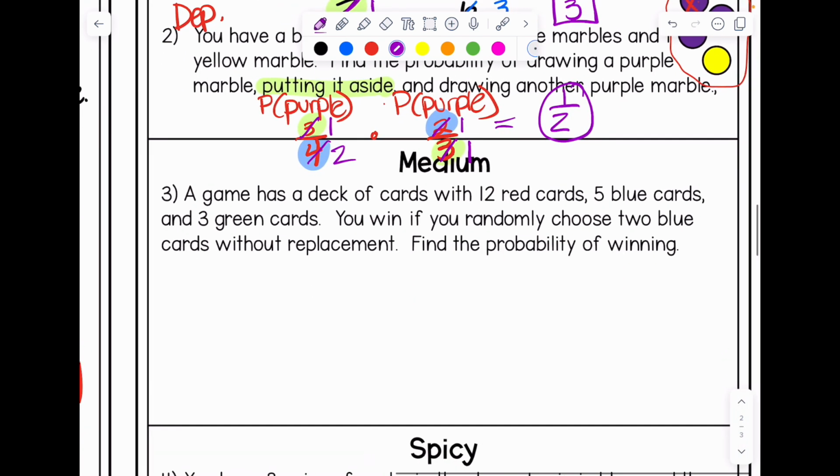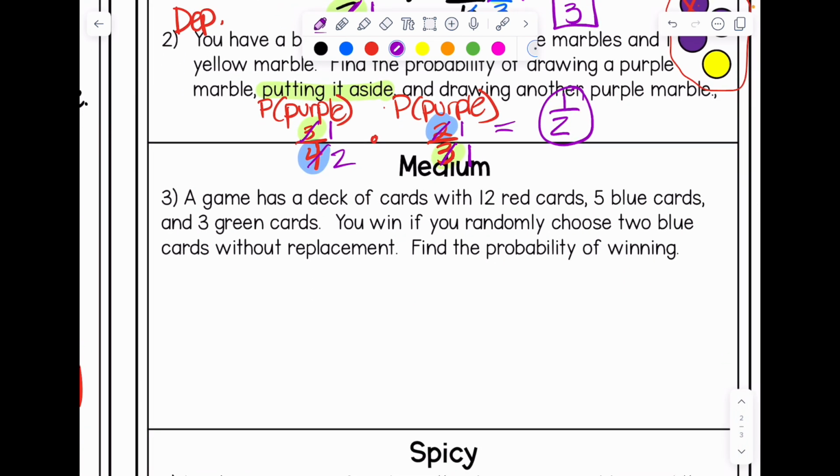We're going to look at this one now. A game has a deck of cards with 12 red cards, 5 blue cards, and 3 green cards. You win if you randomly choose 2 blue cards without replacement. Find the probability of winning. Decide if it's independent or dependent first. So this says without replacement, which tells me this is going to be dependent. And so I want to know the probability of choosing blue and then blue again without the replacement.